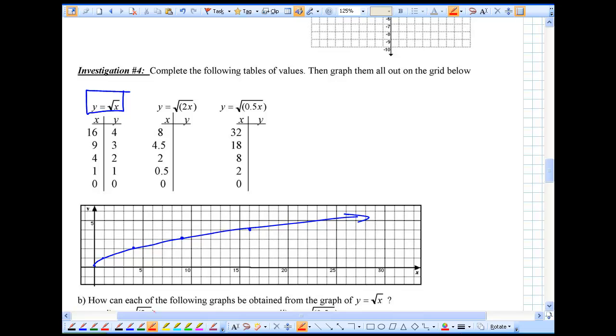Notice for the next one here, I'm making a table of values. If x is 8, 8 times 2 is 16, the square root of 16 is 4. When it's 4.5 times 2 is 9, the square root of 9 is 3. 2 times 2 is 4, the square root of 4 is 2. I think you get the picture. 4, 3, 2, 1, 0.